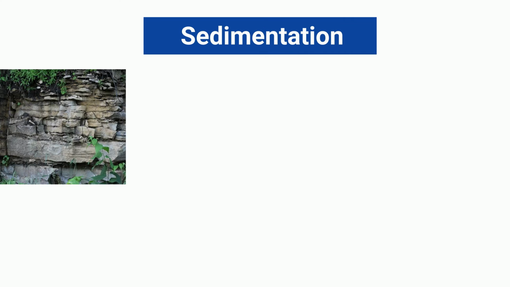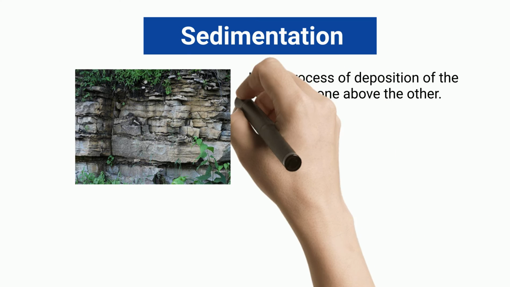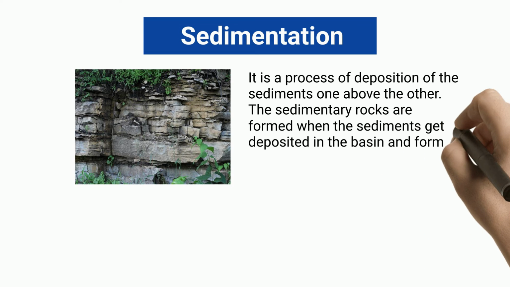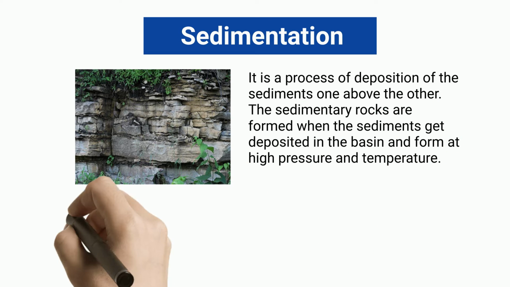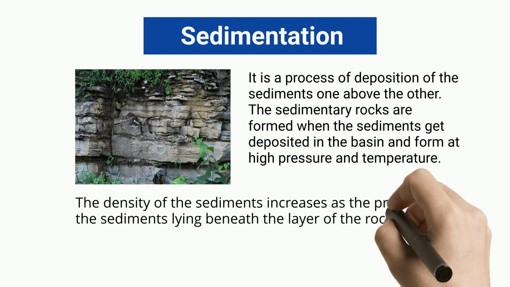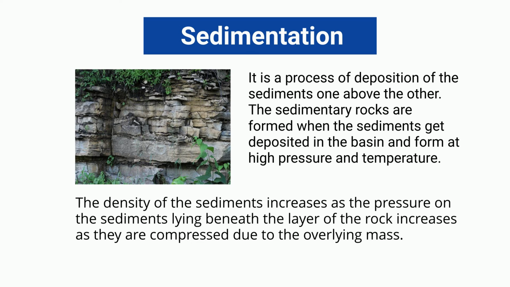Sedimentation. It is a process of deposition of the sediments one above the other. The sedimentary rocks are formed when the sediments get deposited in the basin and form at high pressure and temperature. The density of the sediments increases as the pressure on the sediments lying beneath the layer of the rock increases, as they are compressed due to the overlying mass.